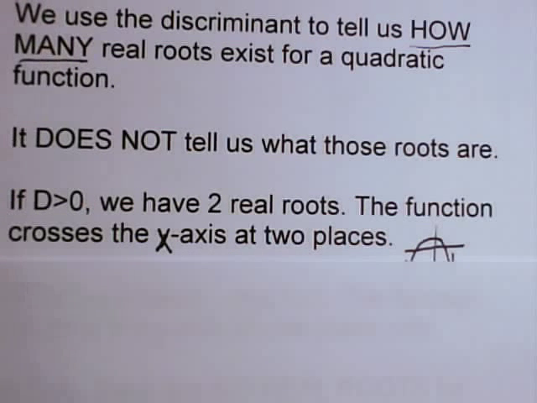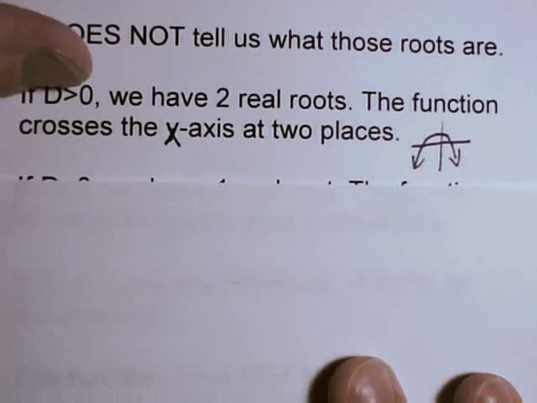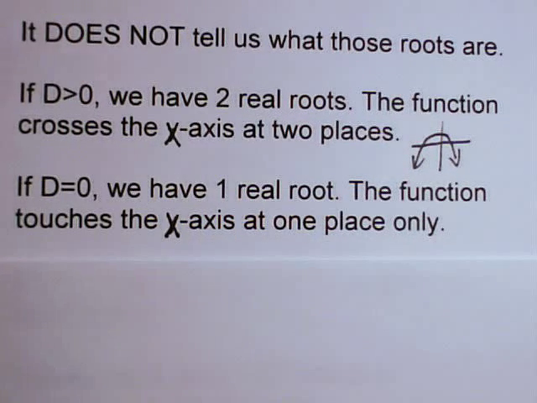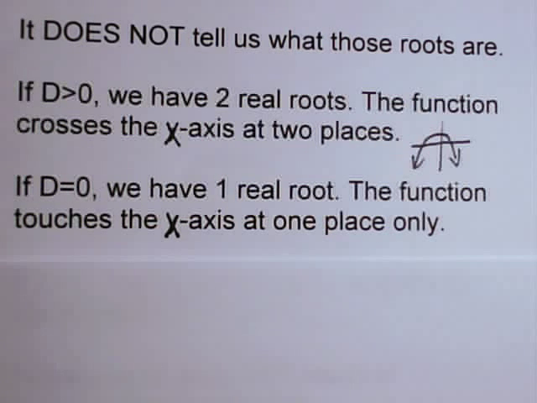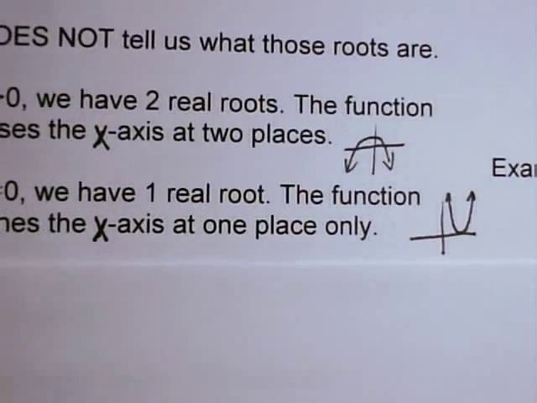If my discriminant is greater than 0, I'll have two real roots. The function crosses the x-axis at two places. Something like this. If my discriminant is equal to 0, I have one real root, and the function touches the x-axis at only one place. Looks something like this. Comes down, touches the x-axis, and goes back up again.